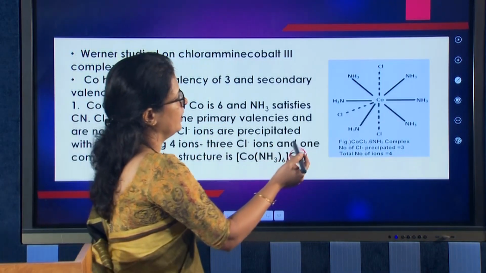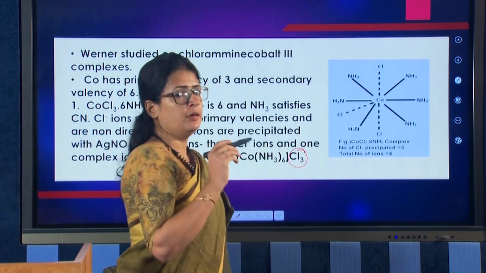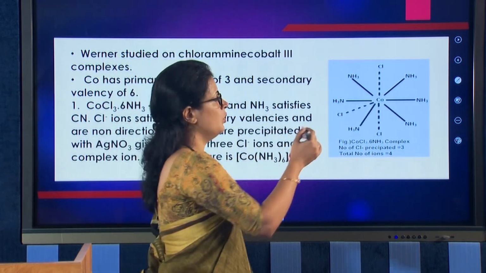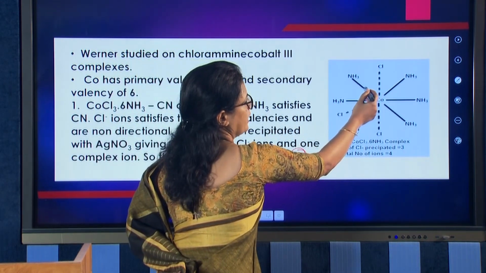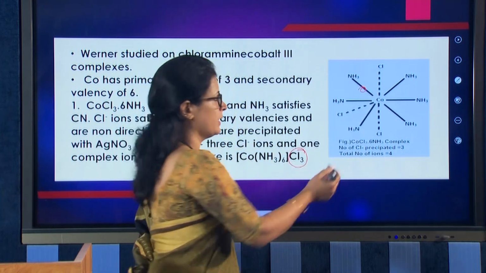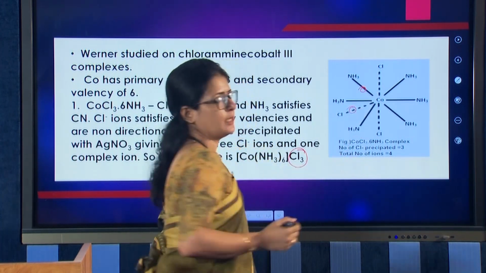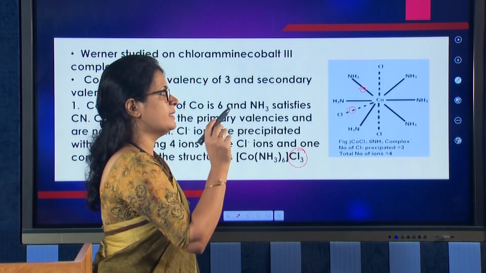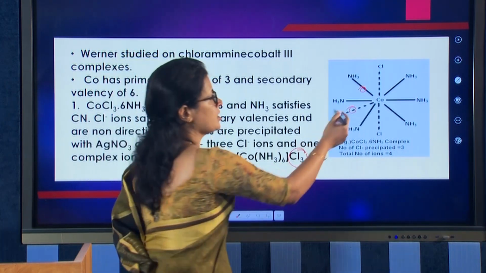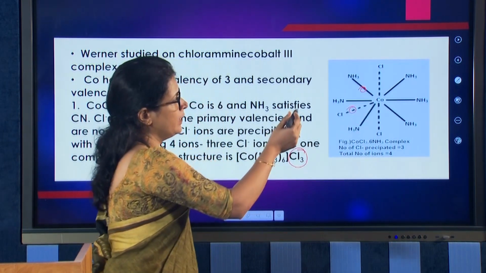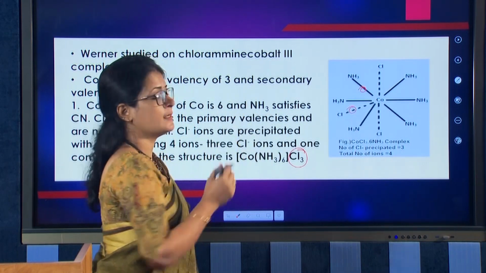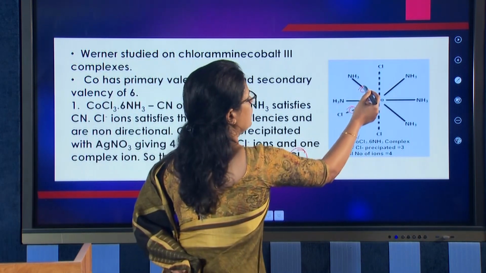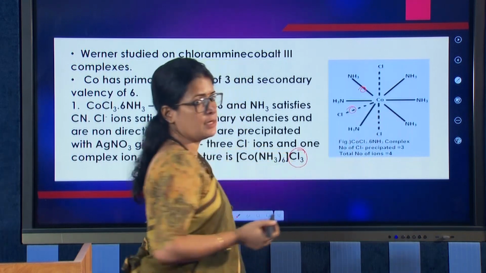See this, in this structure he represented in different ways. Solid lines are there and dotted lines are there, and the secondary valencies were represented by the solid line. So, how many solid lines are there? There are 6 solid lines, 1, 2, 3, 4, 5, 6 solid lines.